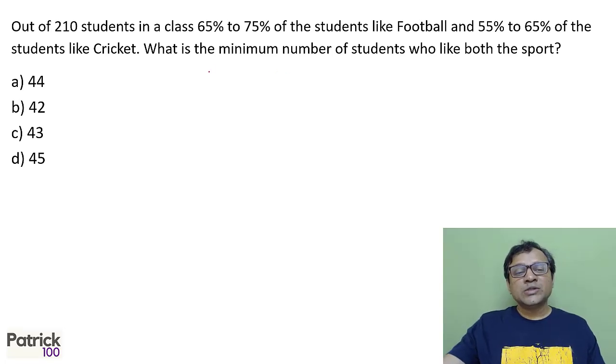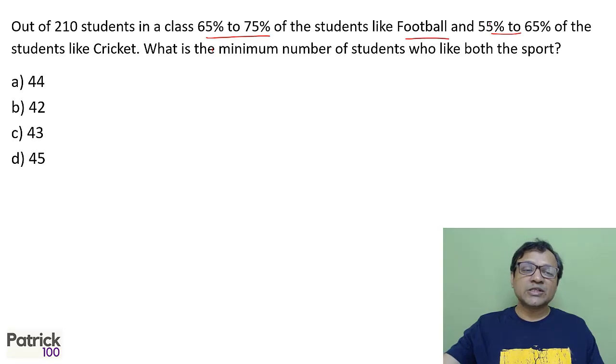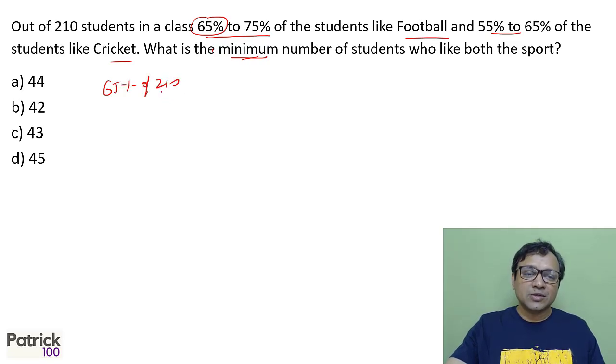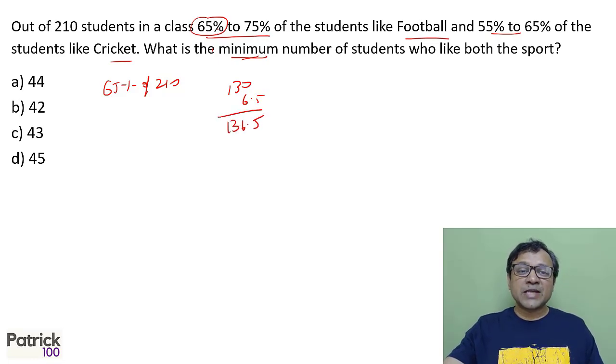Out of 210 students, 65 to 75% like football and 55 to 65% like cricket. Since we want the minimum, let's take the minimum. 65% of 210: 65% of 200 is 130, and 65% of 10 is 6.5, so you get 136.5. The value should be more than 65%, it can't be less, so 137 is the minimum number of students who like football.